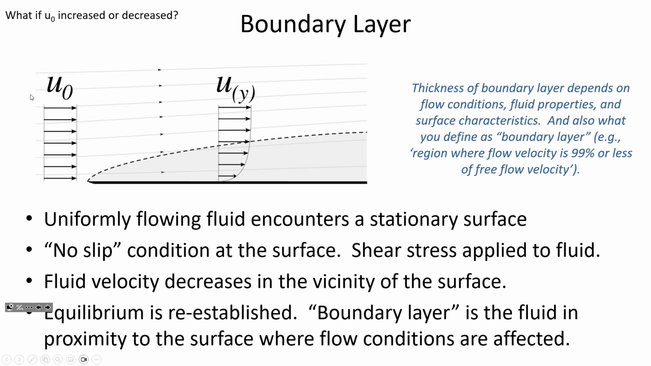If the velocity upstream increases, what that's going to do is it's going to suppress the thickness of the boundary layer. And if the bulk velocity decreases, then that would increase the thickness of the boundary layer. So the region in which conditions are laminar is going to be a larger region if the overall velocity to begin with was lower.